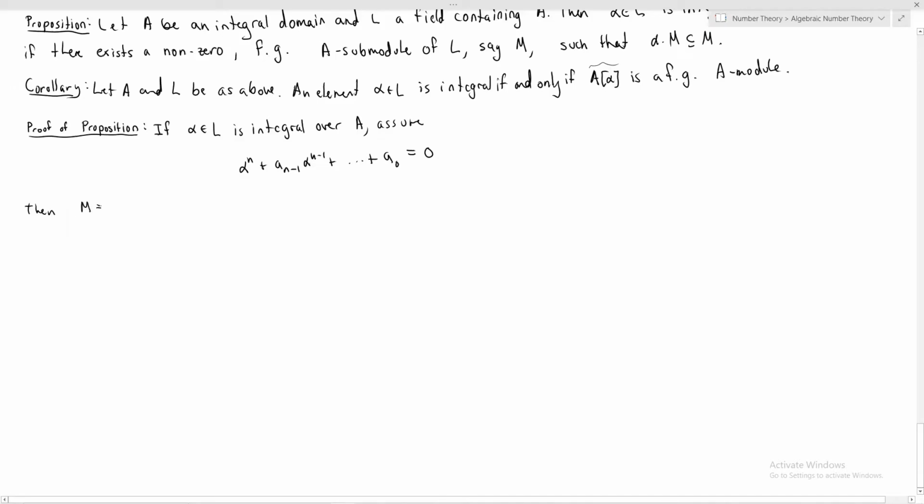Then M equals A join alpha is generated by 1, alpha, up to alpha to the n minus 1 over A. So this check is fairly easy to do. The other direction is a little bit more work. So suppose I have such an M. So now we prove the converse.